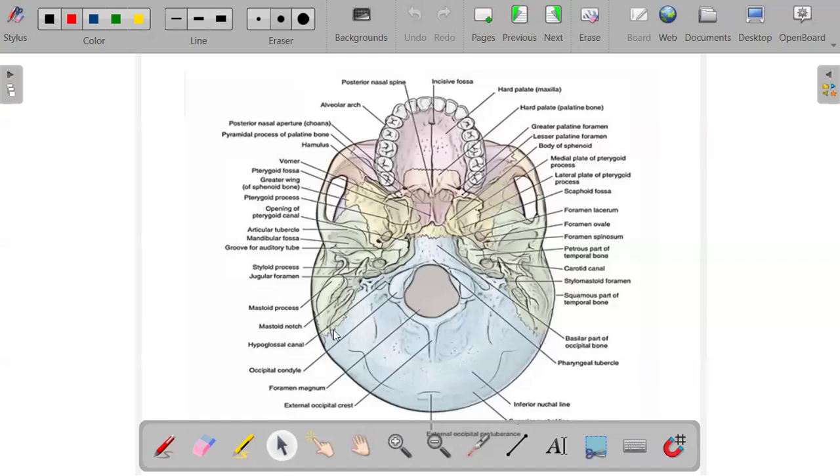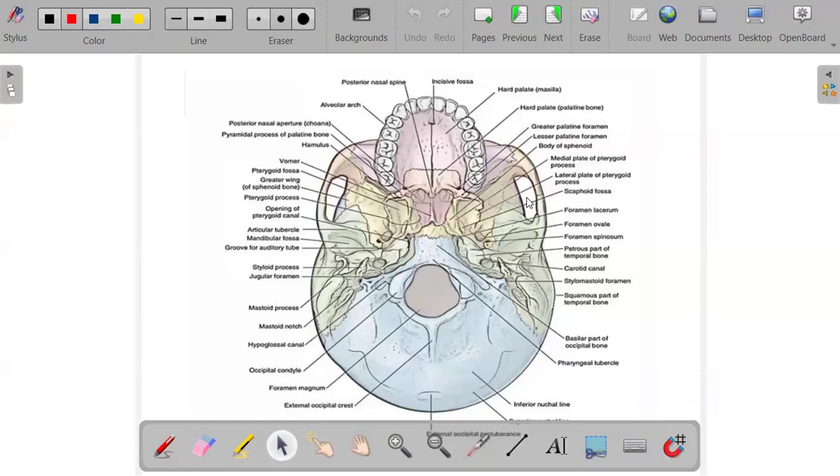So yeah, these are some of the parts of the basal part of the skull that you are going to see in the basal view. Okay, so aside from these views of the skull, you also have to know the skull of the newborn.